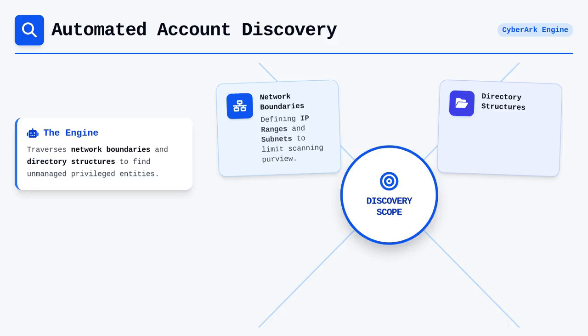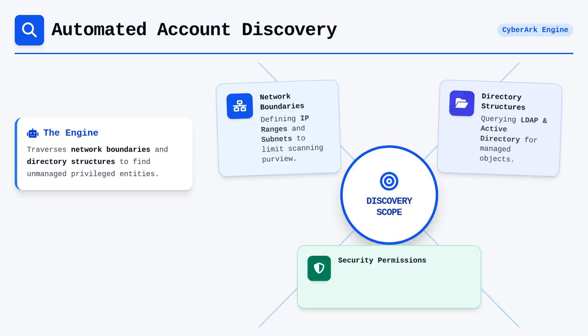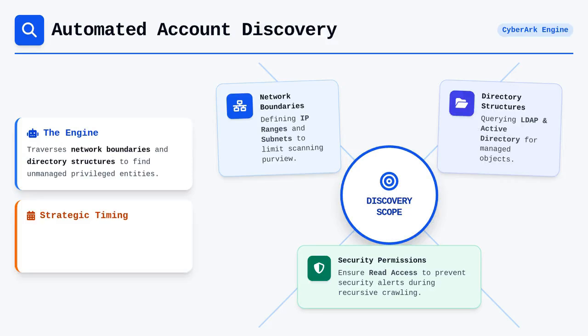Furthermore, you must define the target directory structures if you are querying LDAP or Active Directory, ensuring that the engine has the appropriate permissions to read those objects without triggering security alerts for recursive crawling. The scheduling interval is equally important, as running these scans during peak business hours can saturate the network or impact system performance on the targets you are attempting to audit.